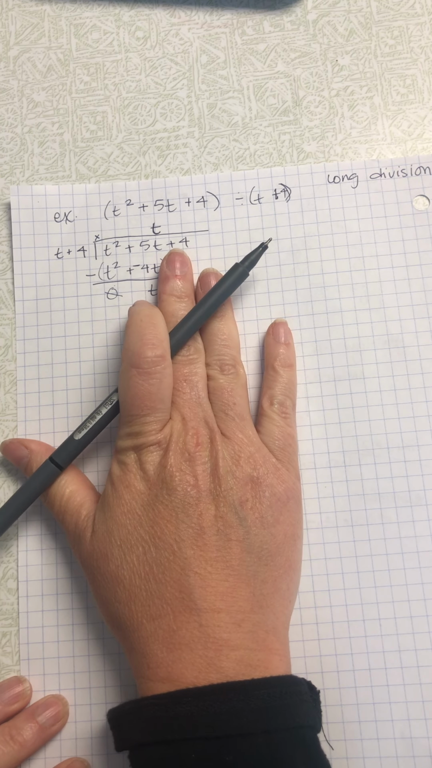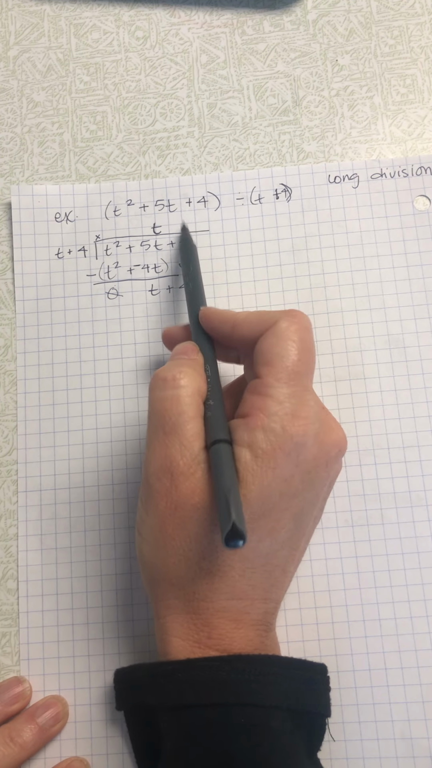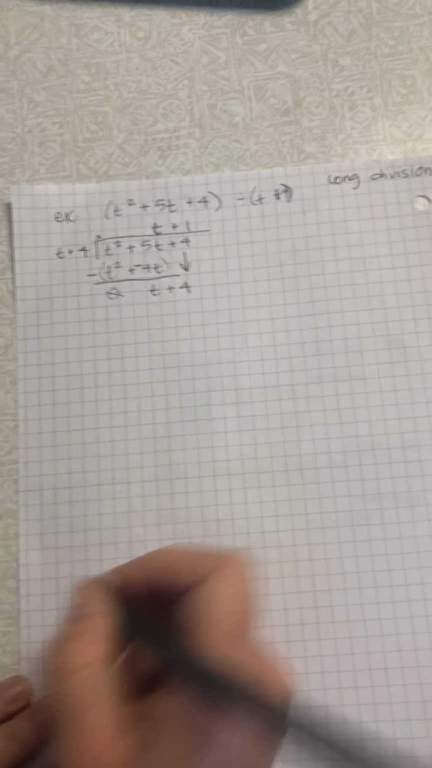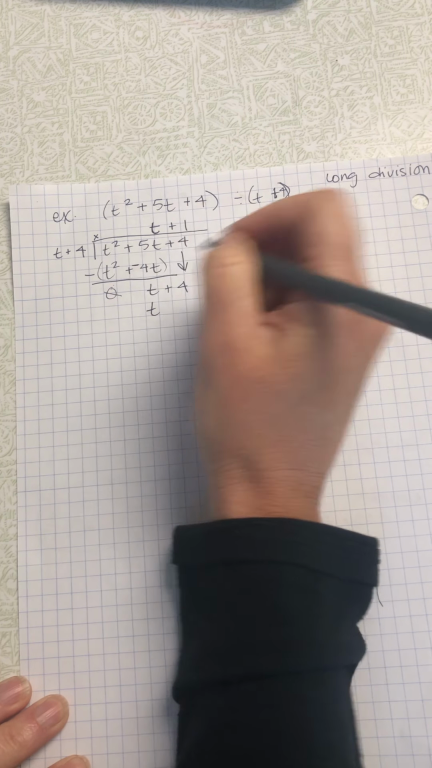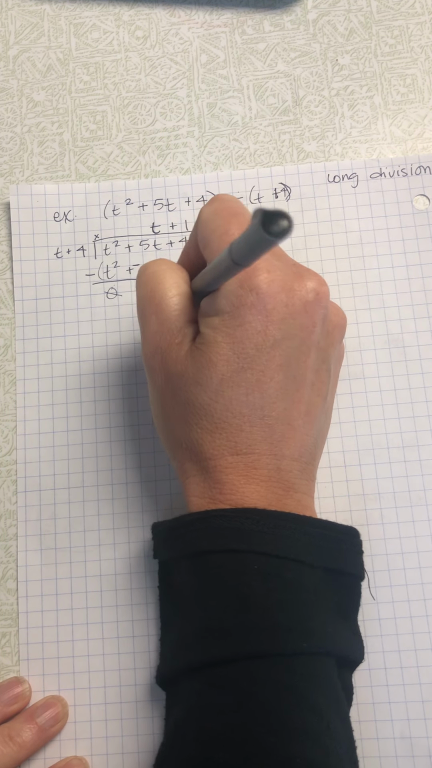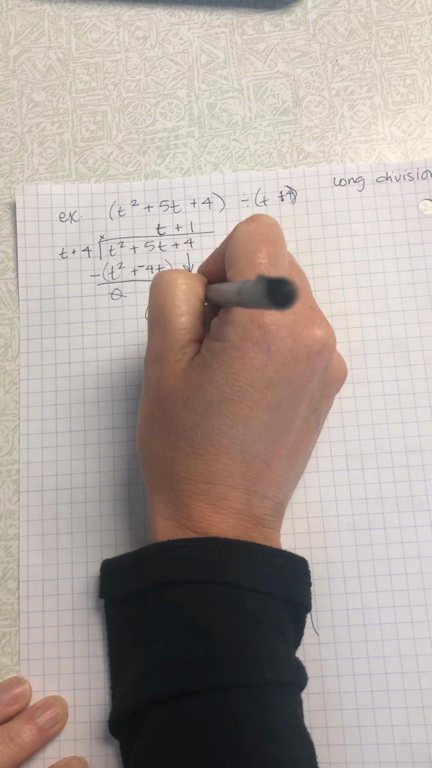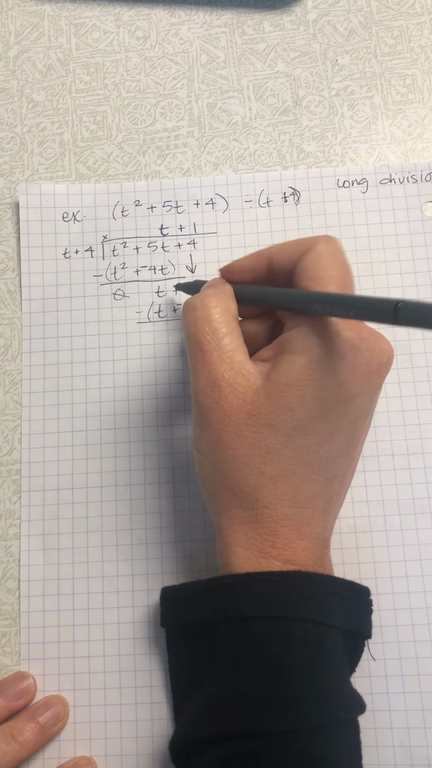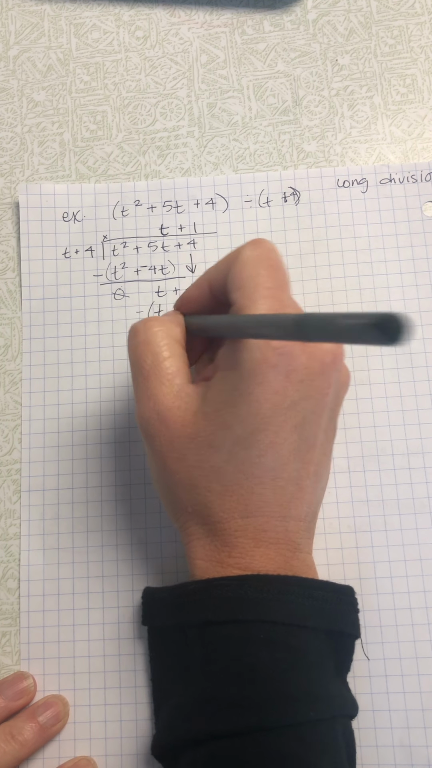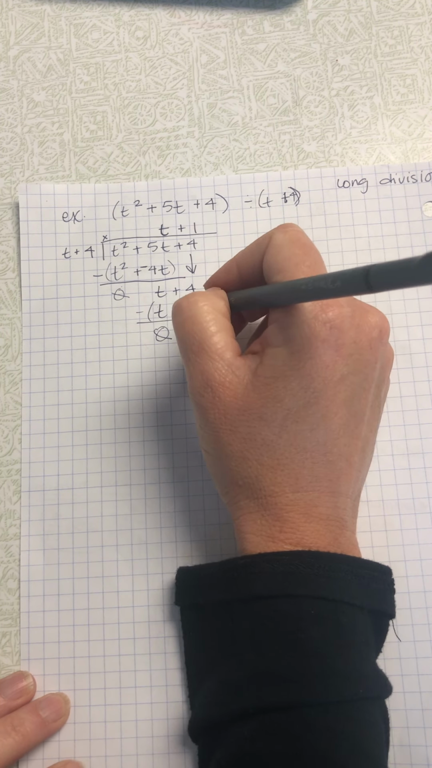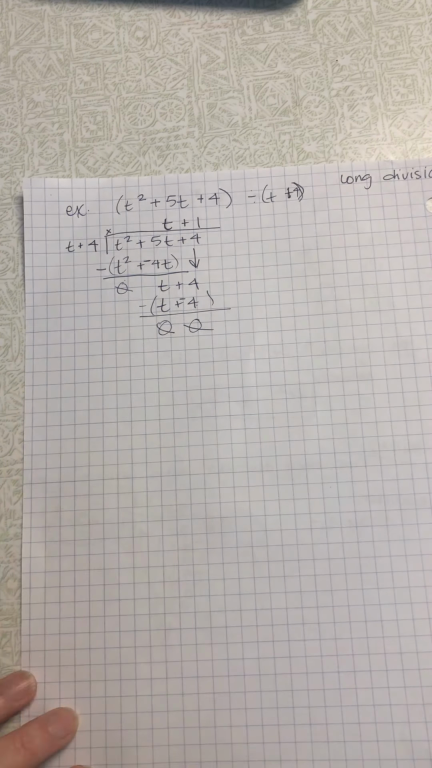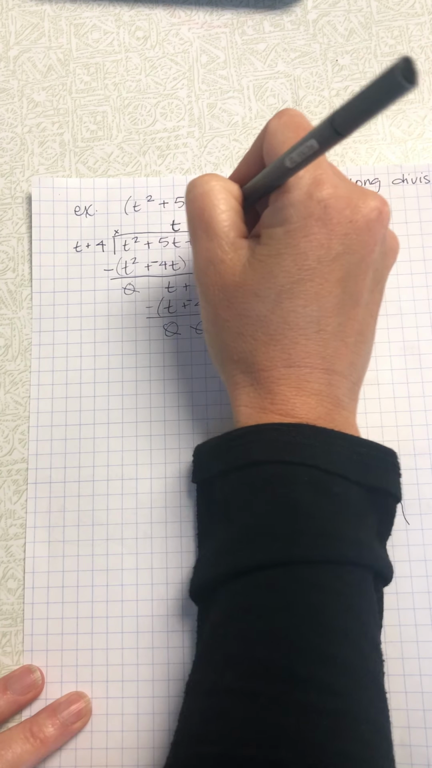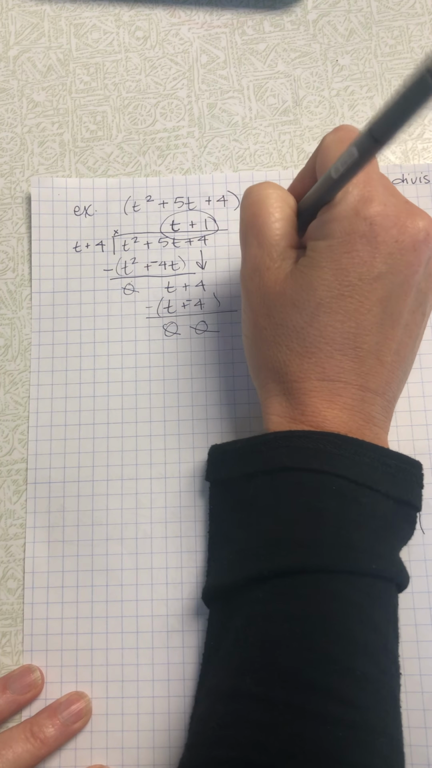So we focus again on just the first term. What times t will give us a t? That's a 1. 1 times t gives us t. 1 times 4 gives us a positive 4. And now we're going to subtract again. And so it's like subtracting both of them. Both of the signs change. T minus t gives us no t's, and 4 minus 4 gives us no 4. So there's no leftover, right? There's no fraction. There's no additional remainder. So our answer is just t plus 1.